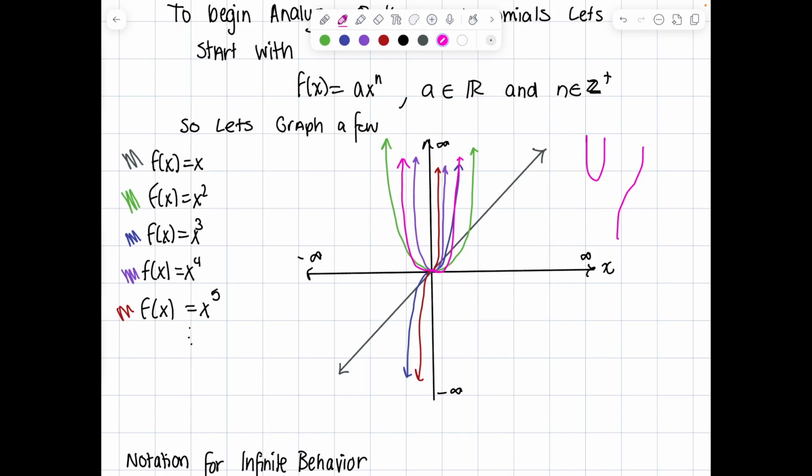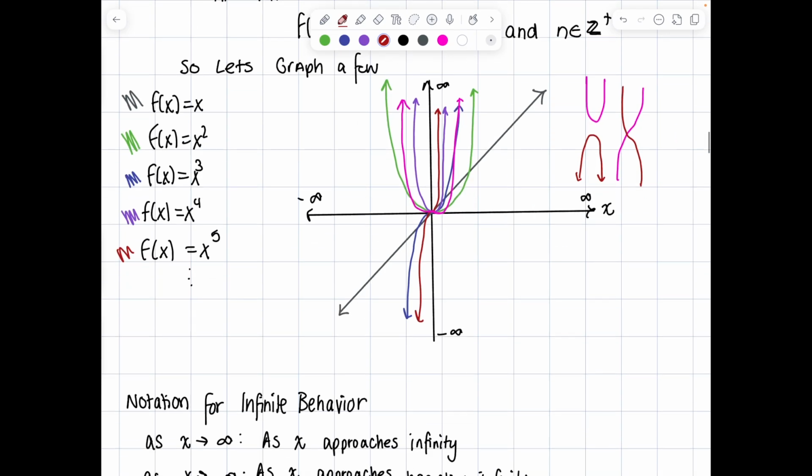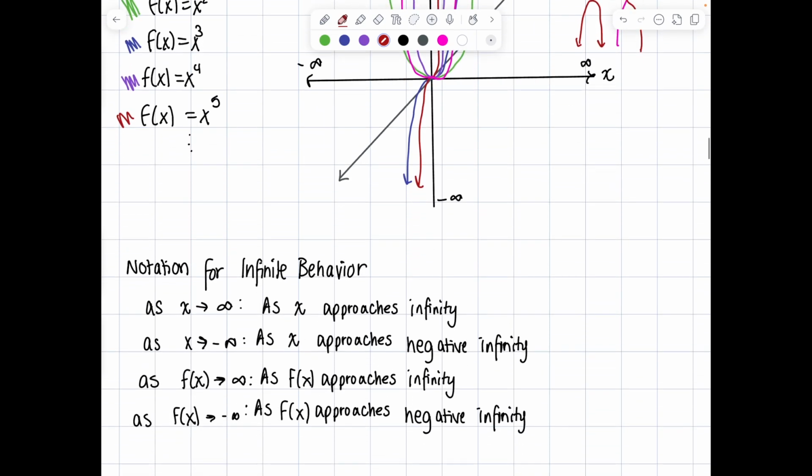Now, of course, we do have to keep in consideration reflections. So if it's negative there, it'll reflect down. So we do have to keep that in mind. But overall, it's either going to look like a parabola or a cubic function. So that's really all we have. Those are the two that we have to worry about. Is it even or is it odd?